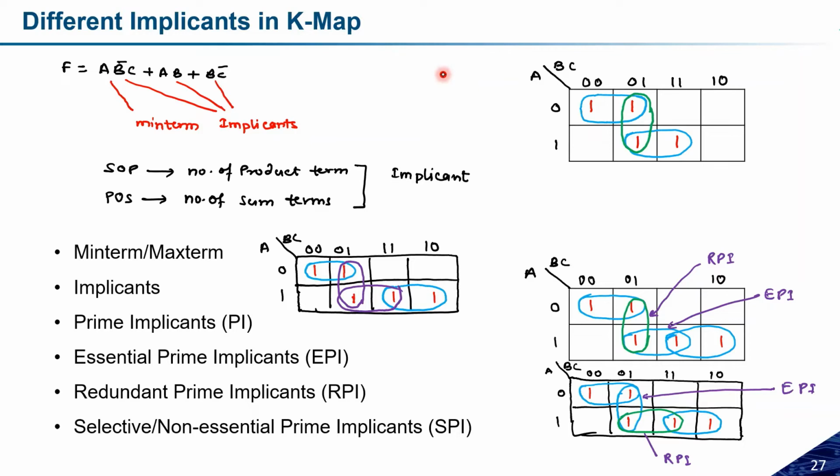Sir, I was asking that if the essential ones are already present, then we say that the one which is left out can be the redundant one. Yes, in that case all the ones are already covered. Already covered in which example? Here in this one? No, I think your doubt was what is the definition of a redundant prime implicant? I did not get your question actually. Can you repeat your question again?